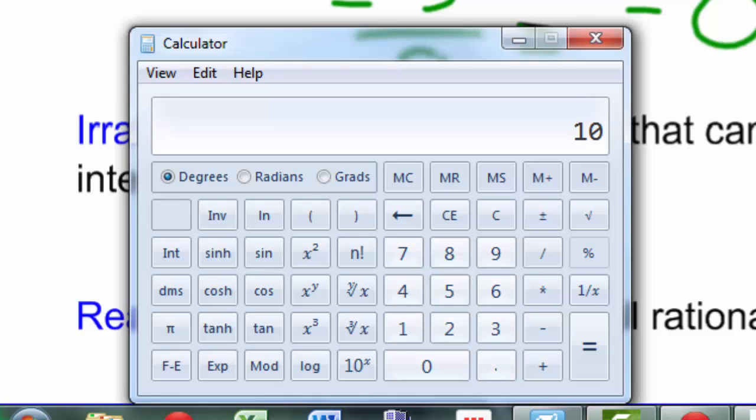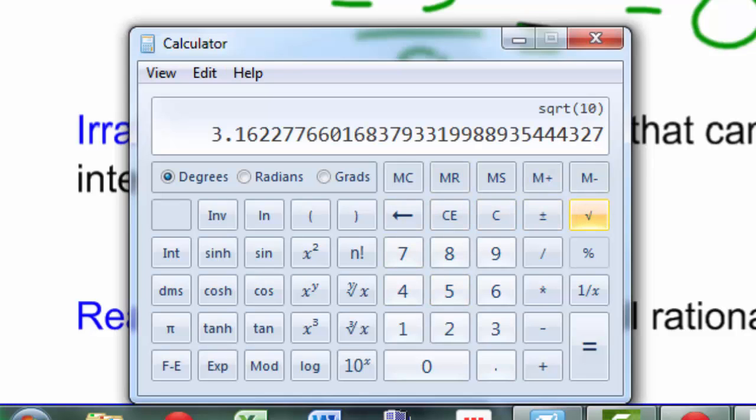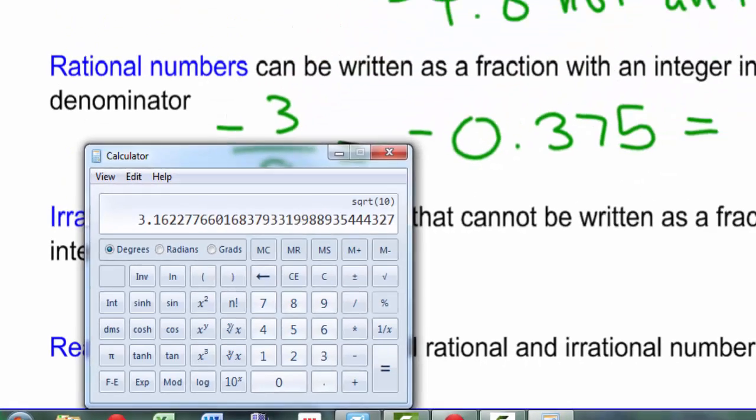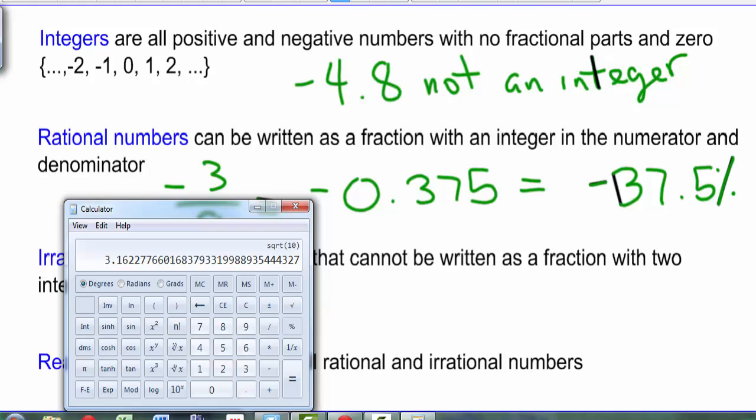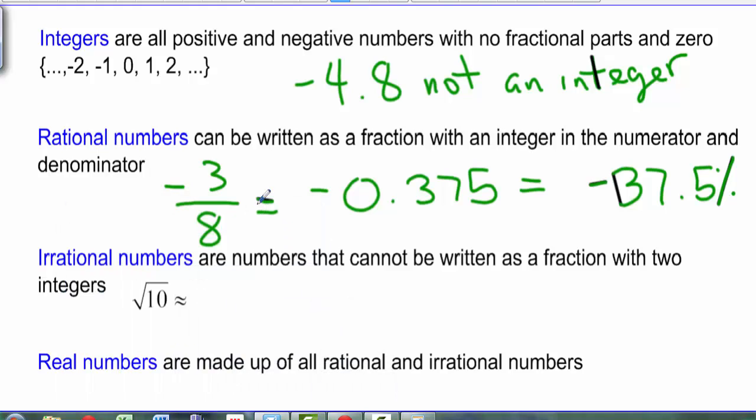If I wanted to find the square root of 10, I get this long decimal, 3.16227766, and notice this decimal keeps on going. It actually doesn't stop here at the 7. It goes on forever, and there's no repeating pattern when you look at these decimals. So this square root cannot be written as a fraction with two integers, so this is an irrational number, right?